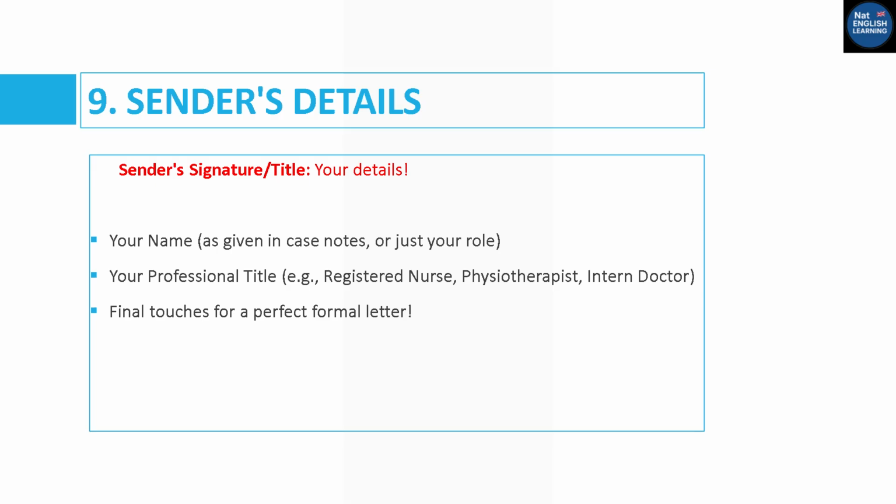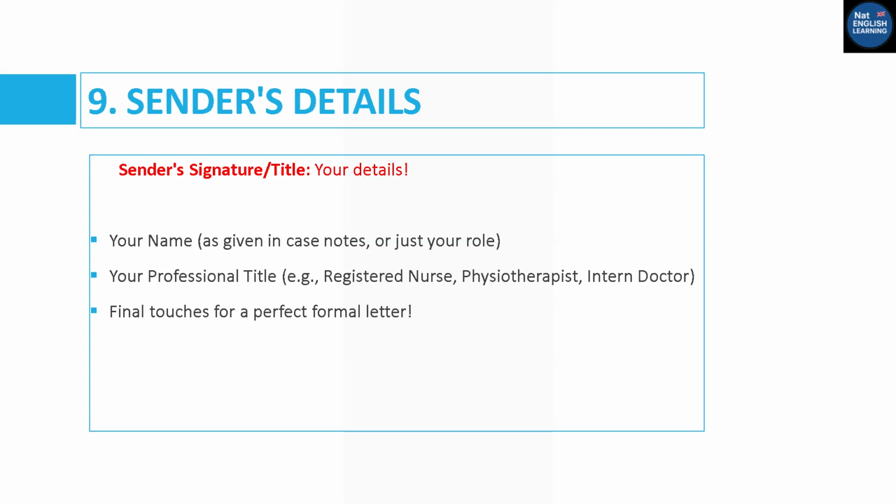Now, we will talk about step 9, which is sender's details. This is the final part of the OET letter. After your sign-off, you need to add your details. This includes 3 simple things. 1. Your name. Write your full name. Use the name that appears in case notes, or simply write your name clearly. If needed, you can also write just your role. Example, John Smith or staff nurse.